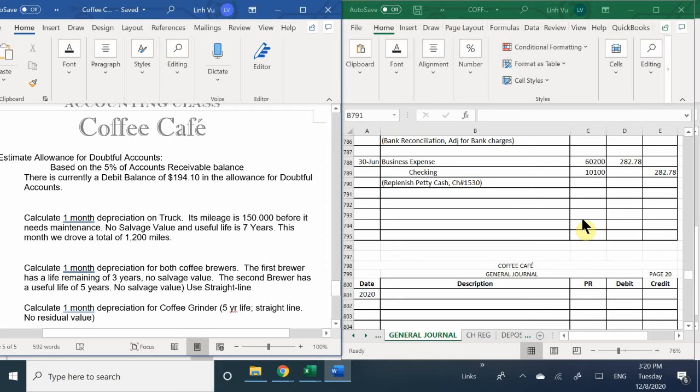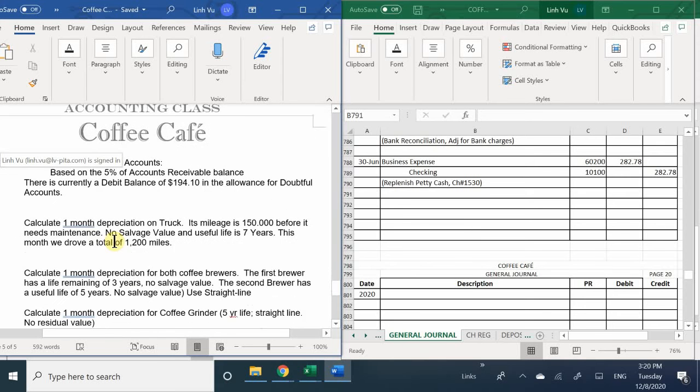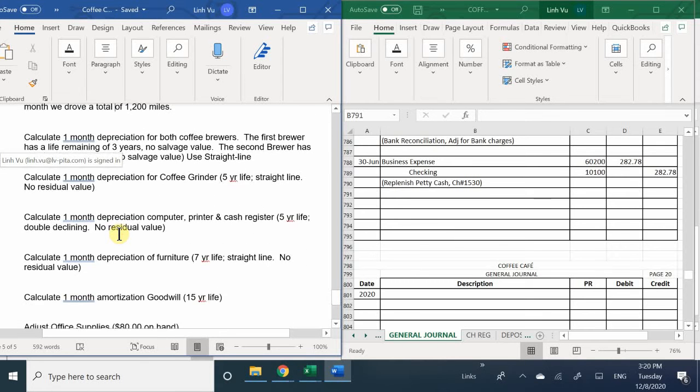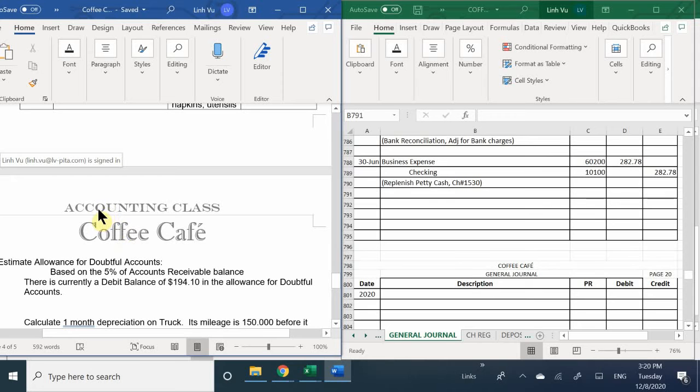Dun, dun, dun, depreciation. All right, that is definitely one of the things that we need to do, which is to complete our depreciation. But before that, there's actually one more thing ahead of that, which is to adjust for our bad debt expense.